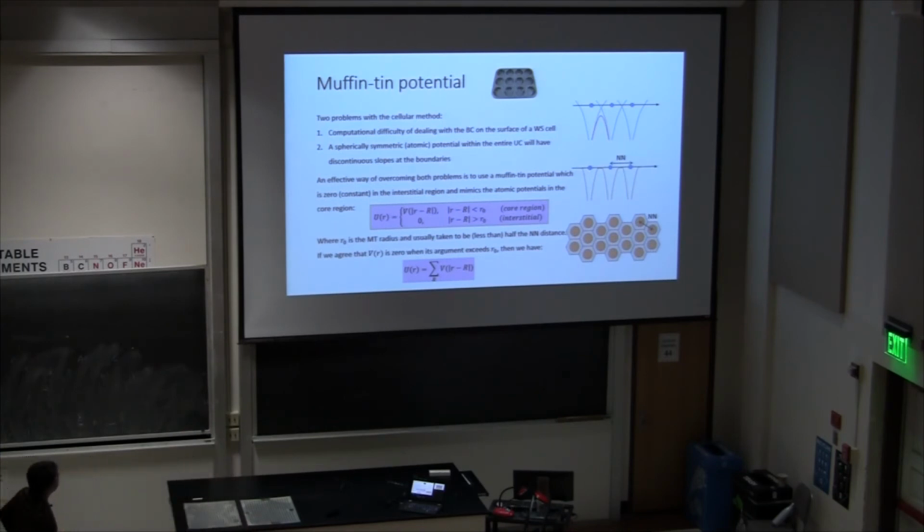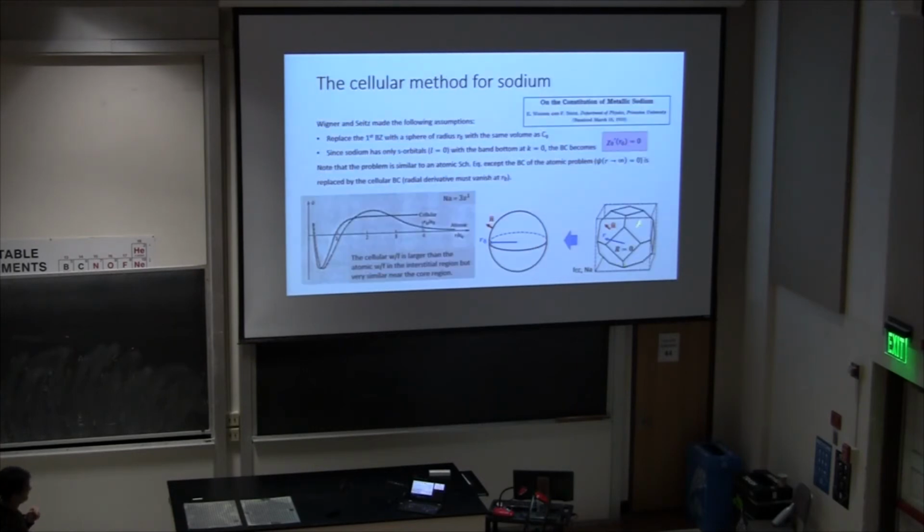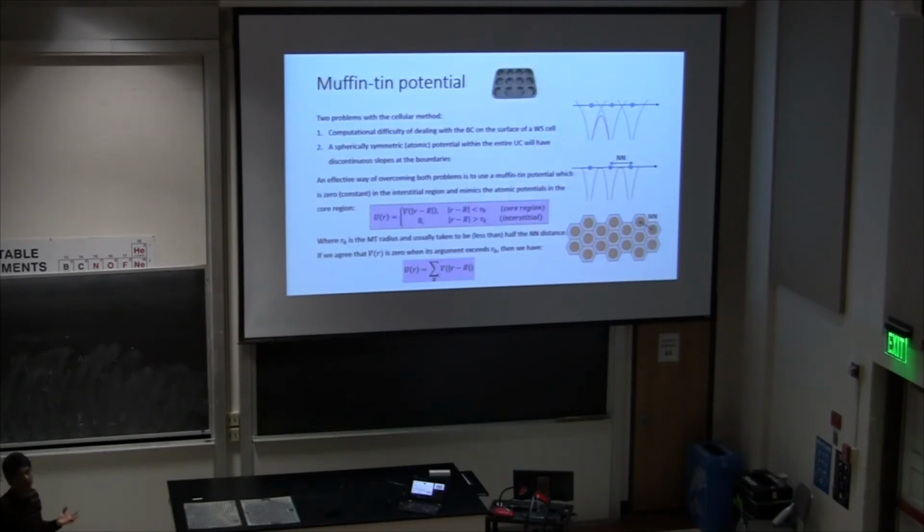Now, this cellular method also was around the same time. This cellular method was really good, but it had problems with it. There are two problems with the cellular method. The first problem is that it is not easy to deal with boundary conditions on the surface of a Wigner-Seitz cell. So this is your unit cell. Remember that Wigner and Seitz simplified this by approximating the unit cell with a sphere. But in general, this is your unit cell, and unit cells are often geometrically complex surfaces, and you have to impose boundary conditions on them. So this is of course difficult to do, and so it's a shortcoming of the cellular approach, because you have to deal with these boundary conditions.